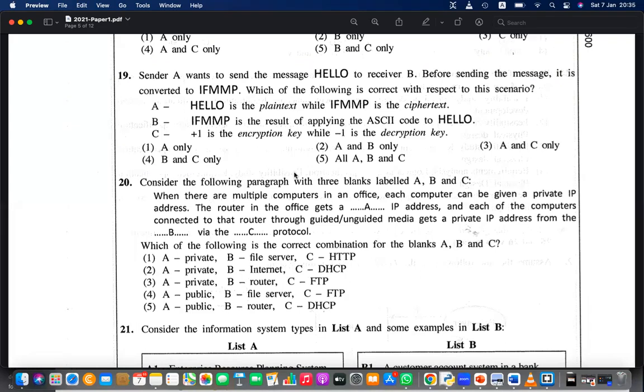IFMMP is the result of applying ASCII code to hello. No, that is not about an ASCII code. That is the result of replacing. Actually, this is called substituting. The technology is called substituting. Changing one character to some other character. Substituting is the technology.